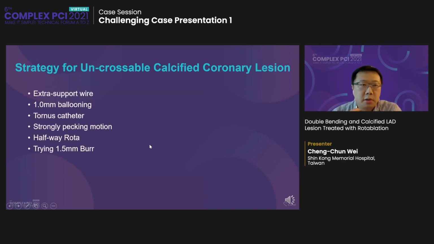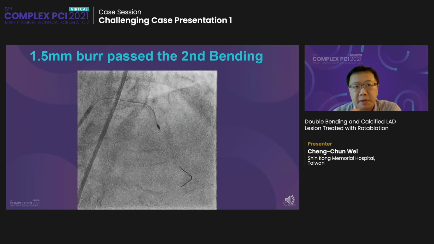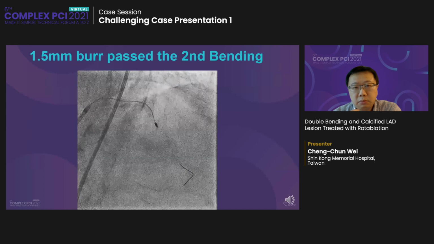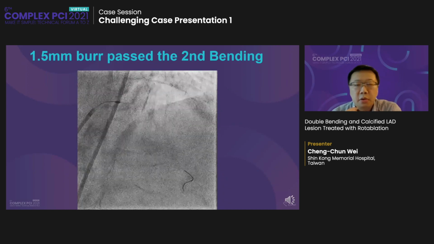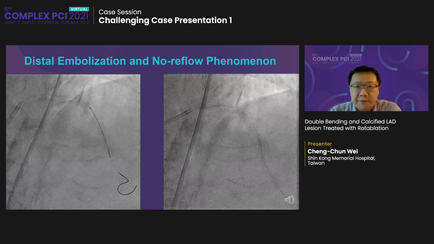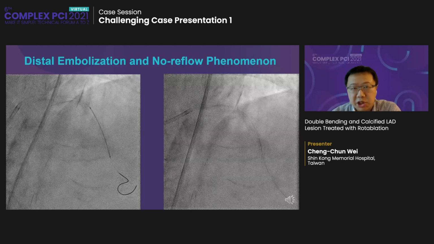Actually, we have several choices. In this situation, we can use an extra support wire, a small balloon, or a Tornus catheter. However, what we did at that time was just to upsize our Rota Burr to 1.5 millimeter. After several rounds of ablation, the 1.5 millimeter Burr passed the second bending. Then we did balloon angioplasty with a high pressure balloon. We stented the distal LAD first, and after stenting, some no-reflow phenomenon occurred due to distal embolization.